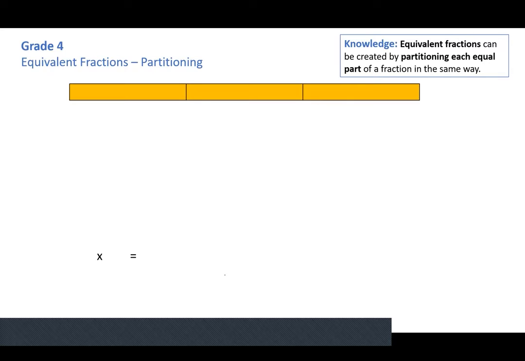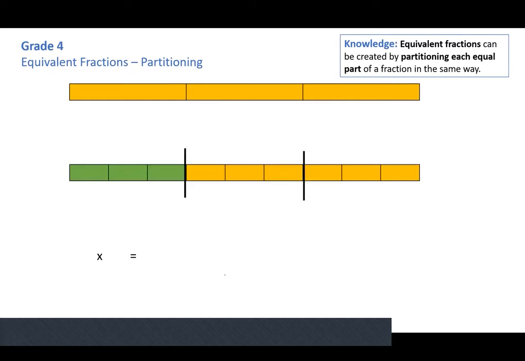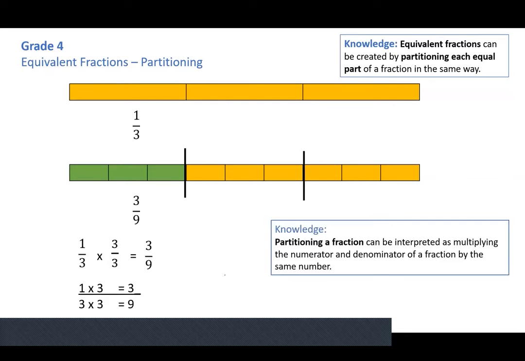So here is a bar that's been divided into 3 equal pieces. So we've partitioned them, and we're going to take that bar and we're going to take each piece and partition it into 3 equal pieces. This is grade 4 that they're learning that, and they're learning that these are then equivalent fractions, that 1/3 is equal to 3/9.